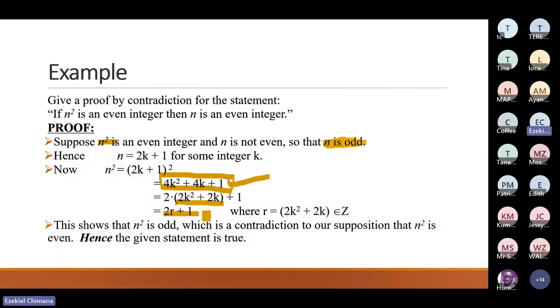So n squared is an odd number instead of an even number, and that leads to a contradiction. So this shows that n squared is odd, which is a contradiction to our supposition that n squared is even. Hence, the given statement is true. The given statement is true, using proof by contradiction.